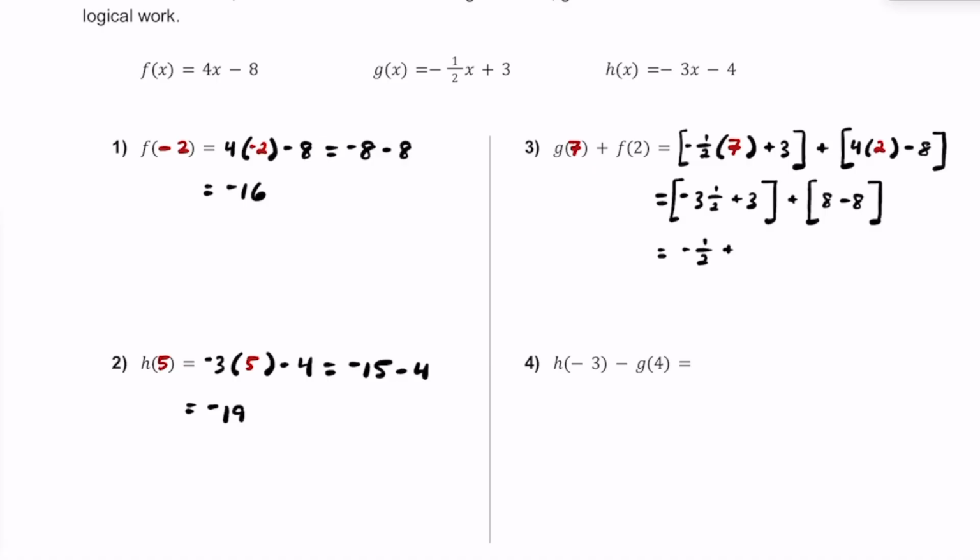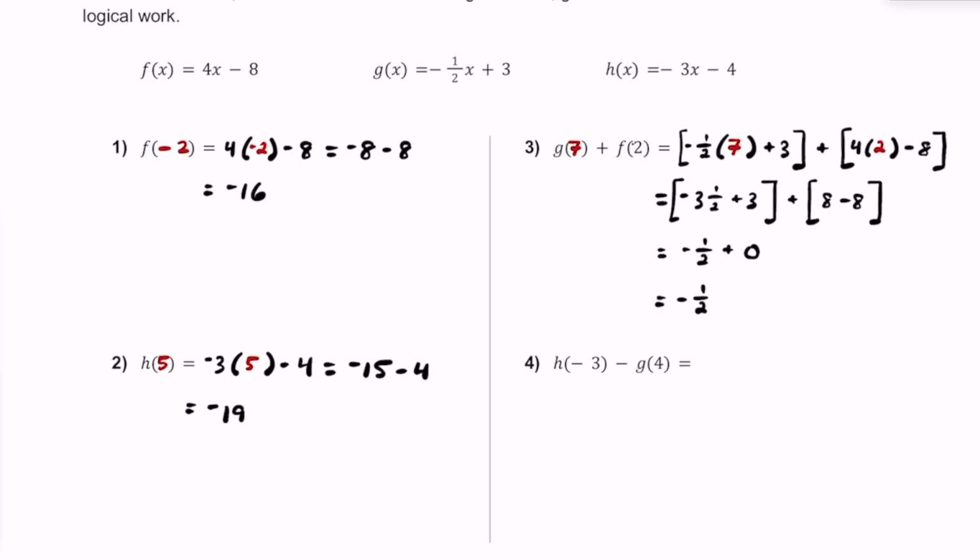And then for our second function here, for our f of 2, 8 minus 8 is just going to be 0. So negative 1/2 plus 0 is going to be equal to negative 1/2. So that would be the value if you had x equaling 7 and x equaling 2 in these two different functions, and then adding those two answers together.